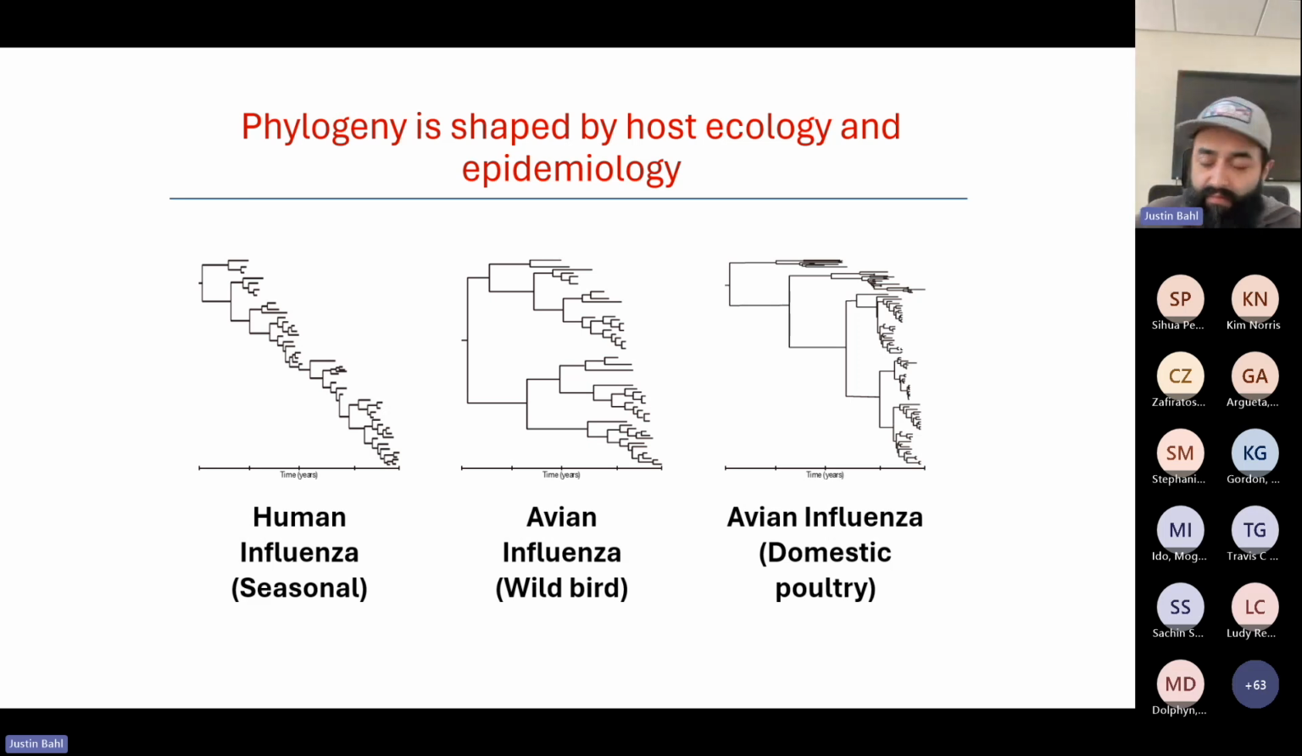When we look at avian influenza, this top clade is all from North America, the middle clade is from Eurasia, and the bottom clade is an introduction into North America again. So we have this long-term geographic structuring that persists for a really long time.